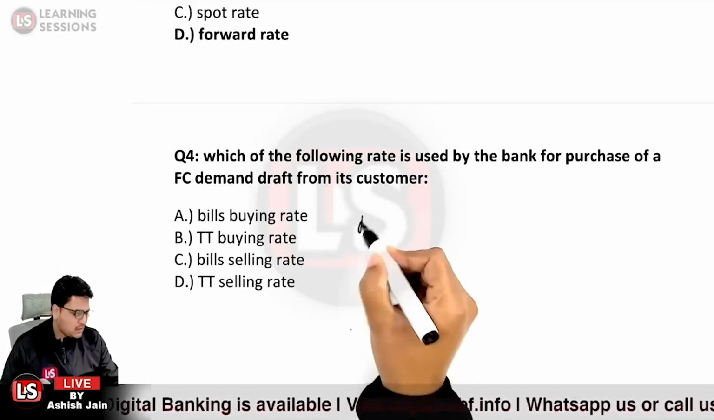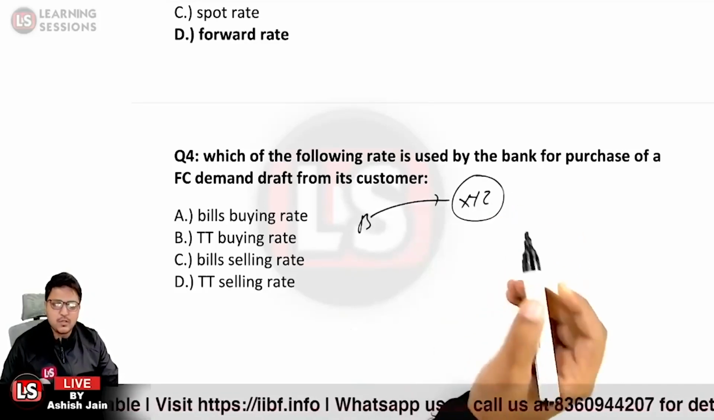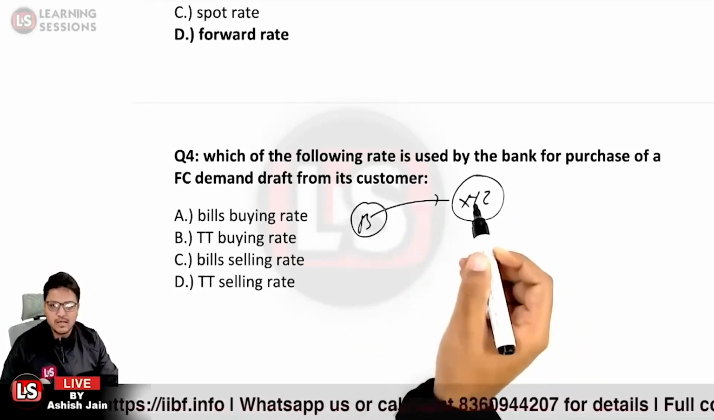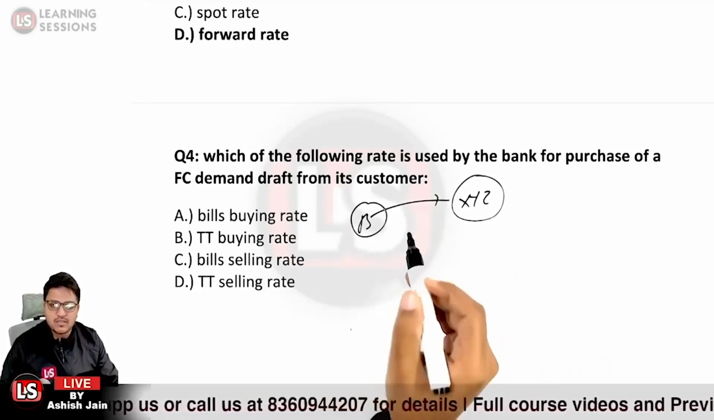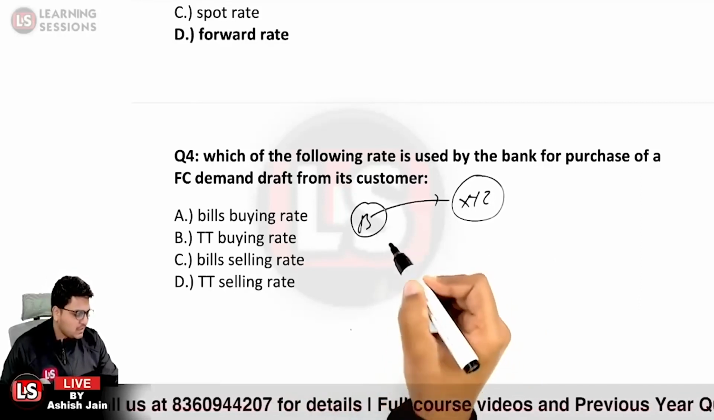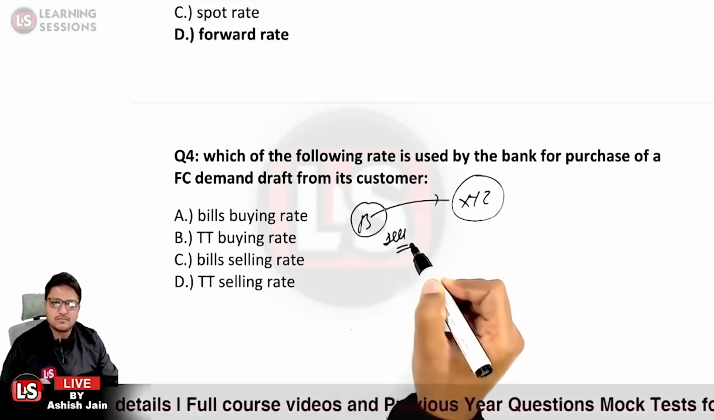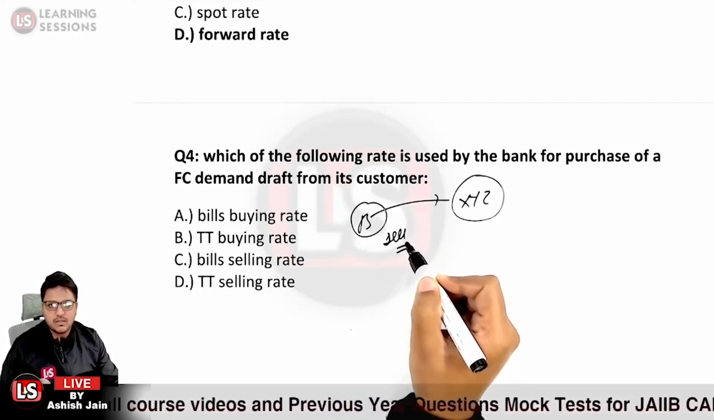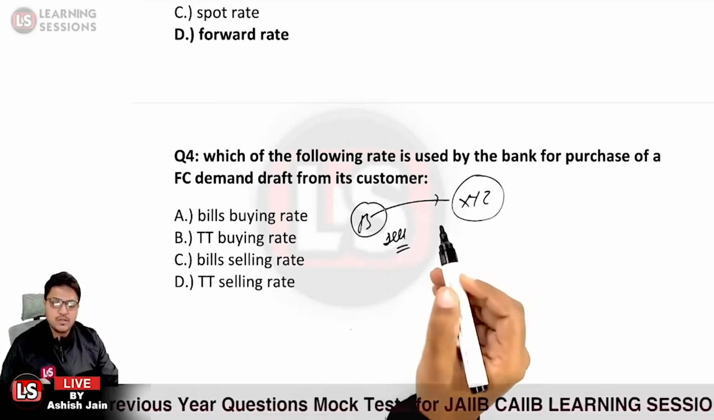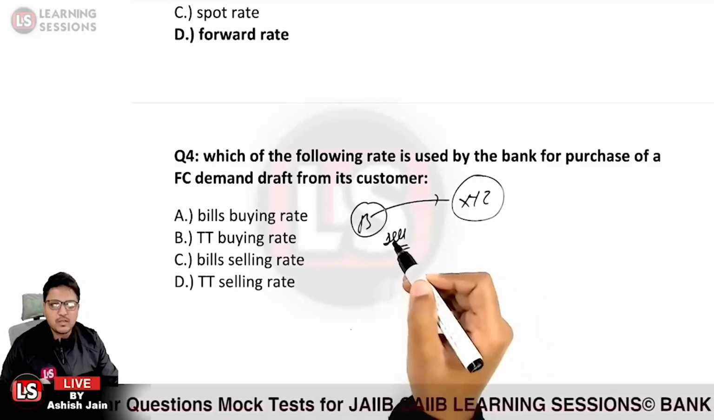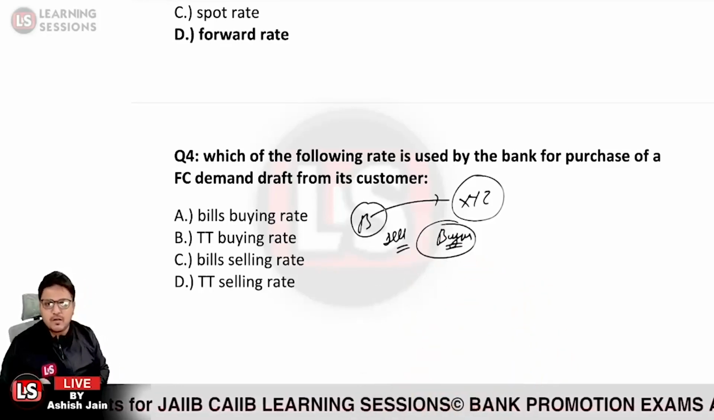Think of it this way. The customer visited the bank XYZ and he wants to sell you the demand draft. In a way, he wants you to credit his account against the foreign currency. Or we can say he wants to sell the foreign currency. You want to purchase a foreign currency demand draft from the customer. He wants to sell you the foreign currency. Now, what rate shall be quoted to the customer? It shall be the buying rate which will be quoted. It will be the buying rate which will be quoted to the customer.